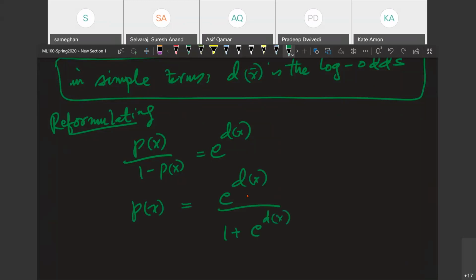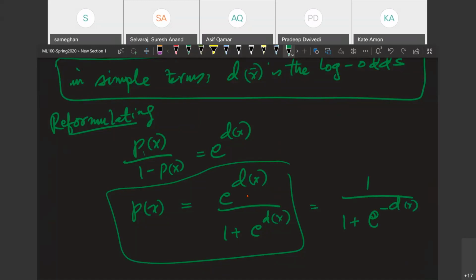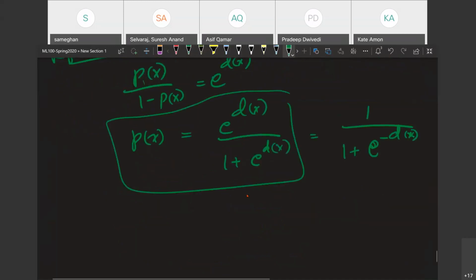Do you see this, guys? From this, you can solve your way to this simply by adding the numerator to the denominator. Right? And this is the same if you divide both the numerator and the denominator by e to the d(x): it will become 1 over 1 plus e to the minus d(x). Are we together? You can write it in this form, and this is the form that is much more commonly found.